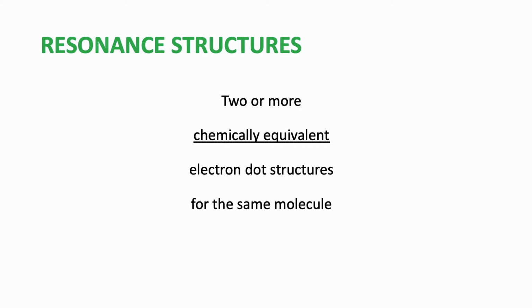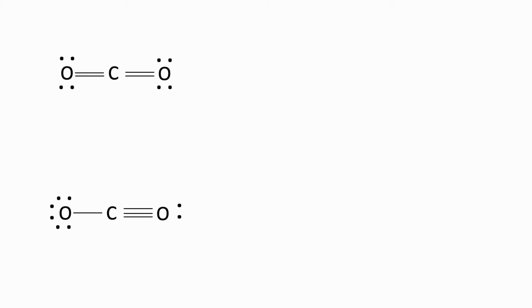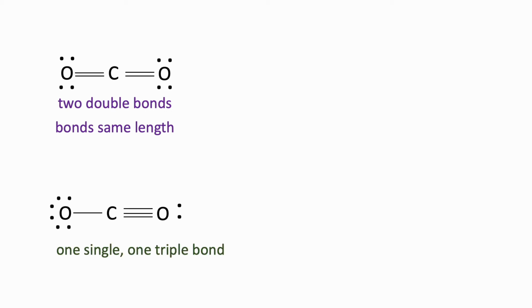So let me start by showing you a molecule that we looked at in a previous video, and let's talk about what chemically equivalent is. If you'll remember, when we were doing formal charge, we looked at two possible structures for carbon dioxide. One with two double bonds, and remember that if you have two double bonds, you're going to have two bonds that are exactly the same length. And then one that had one single and one triple bond, which is going to have uneven bond lengths with the single bond much longer than the triple bond.